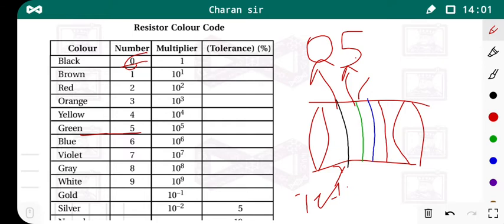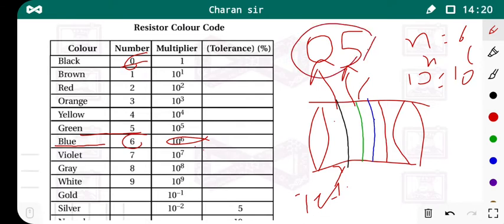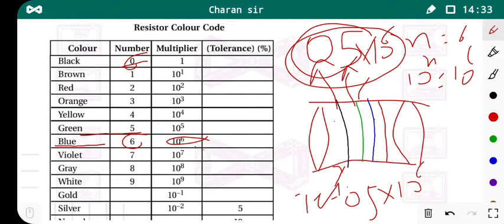Then the third band, that is your blue. For blue you take the value 6, so n is equal to 6. Then you take 10 raised to n, that is 10 raised to 6. So here you have the multiplier. Now you multiply this 10 raised to 6 with the value that you found from the first two bands. Okay, so this is your value. Which value do you get for this one? That is 0.5 into 10 raised to 6 ohm. This is the resistance value for this resistor.